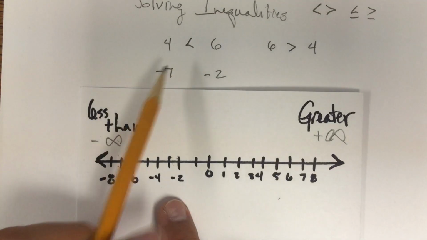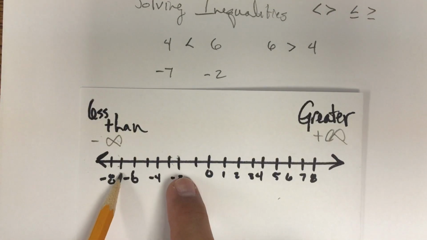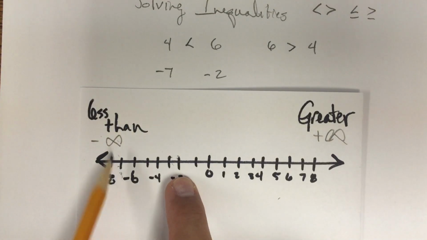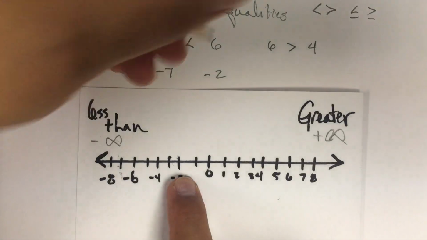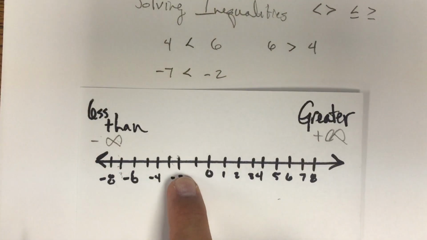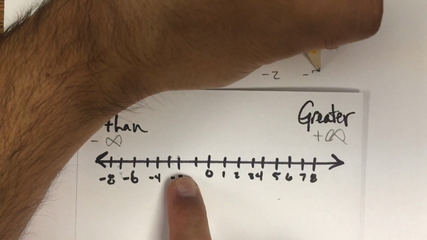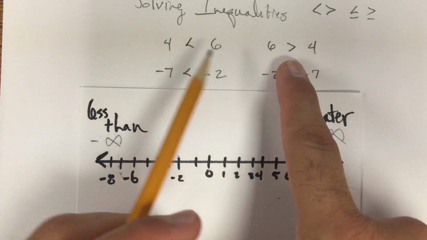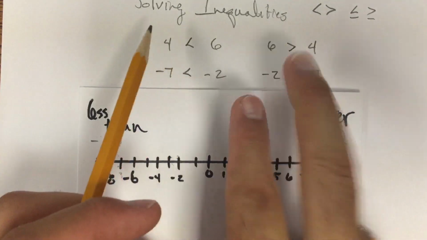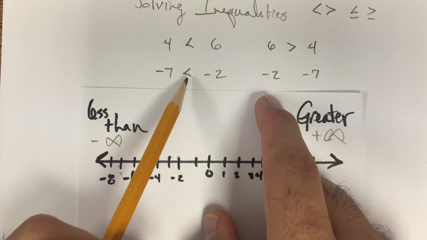So we're down here on the negative side, -7, -2. -7's right here, -2 is right here. -7 is less than -2 because it's closer to the less than side. Well, what if I flip those numbers around? -2 and -7. What's the relationship now? Well, if we look up here, we realize that if we flip the numbers, then we also have to flip the symbol. We need to use the opposite symbol.